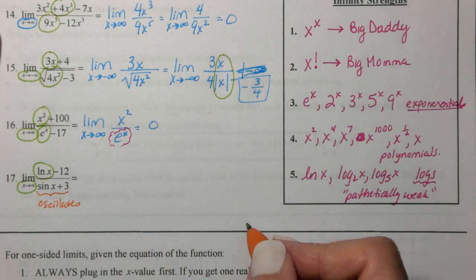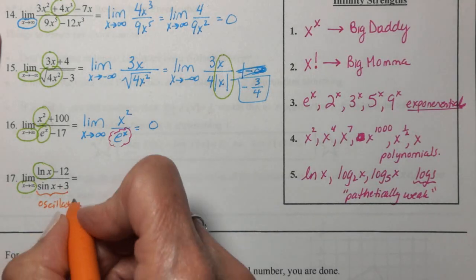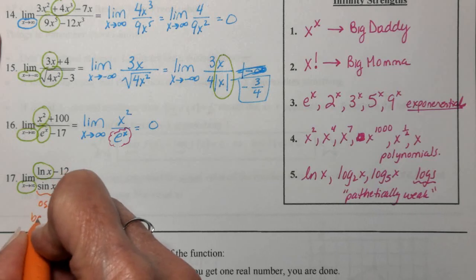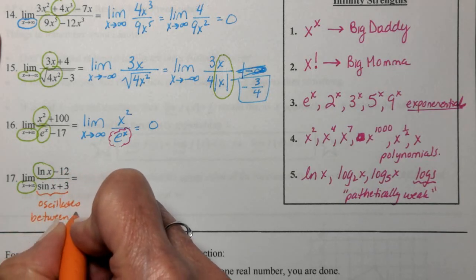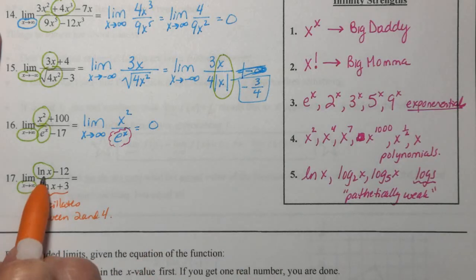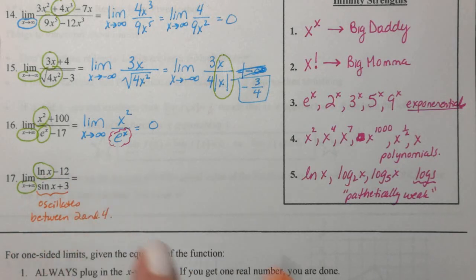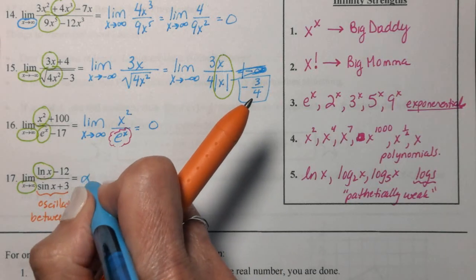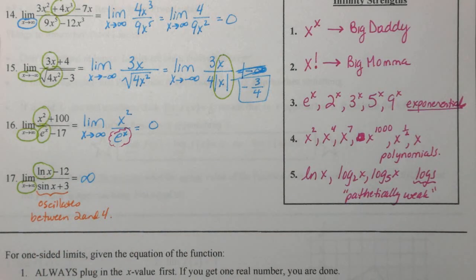Sine oscillates between -1 and 1. If I add 3, then this oscillates between 2 and 4. But the top is going to infinity. So what is this limit going to do? It's going to go to infinity. Okay? So that's how you handle something like that. Alrighty.